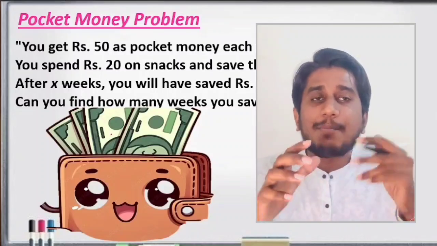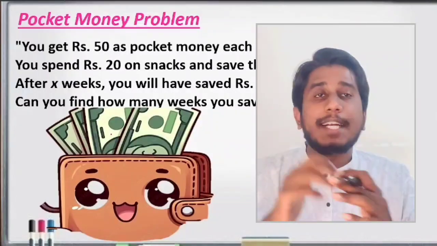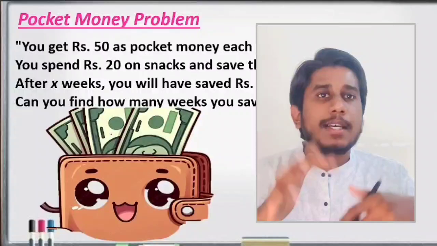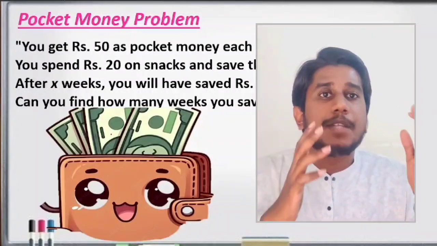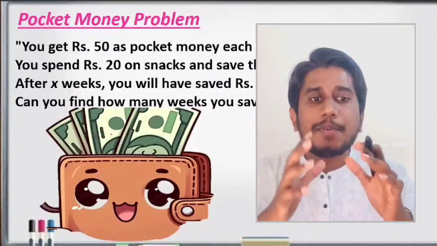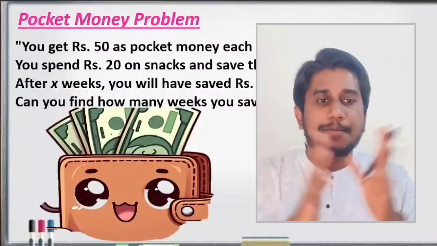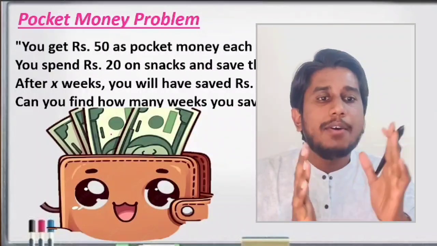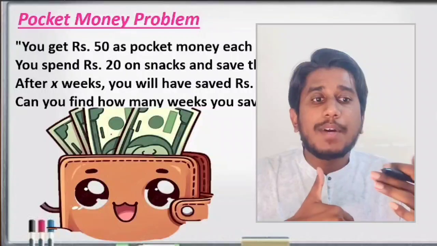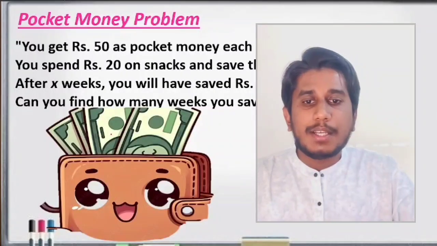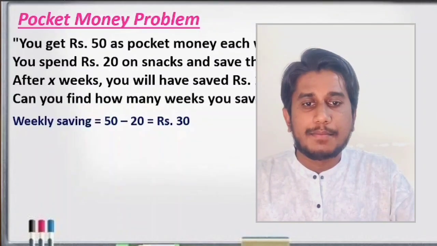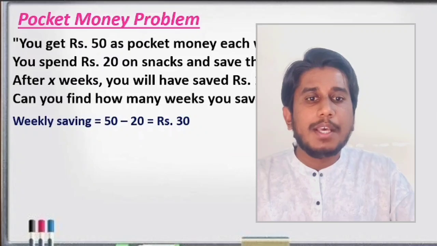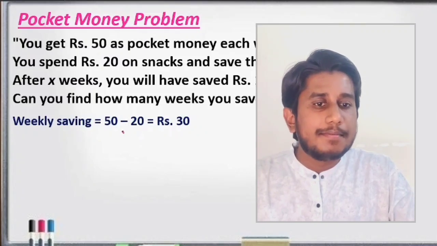You are getting pocket money of 50 rupees. That is per week. In 1 week, 50 rupees. In the second week, it will become 50 plus 50, 100. Right? You spend 20 rupees on a snack and have the rest. After X weeks, you will have saved around 120 rupees. Let's see what it says. Weekly saving is what?